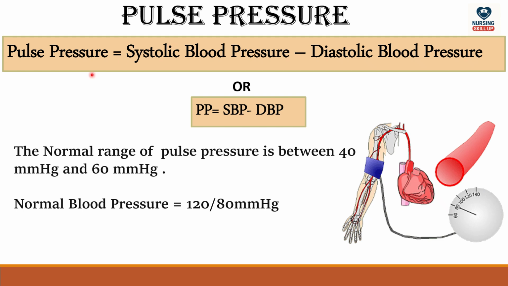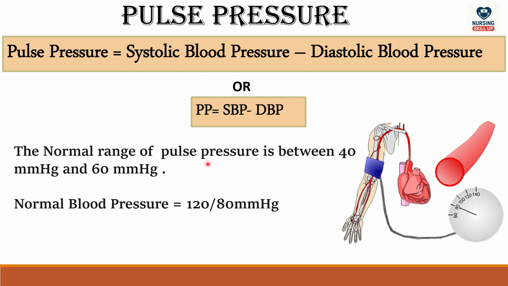Formula of pulse pressure: the pulse pressure equals systolic blood pressure minus diastolic blood pressure. Diastolic blood pressure, which is subtracted from the systolic blood pressure, is what we call pulse pressure. So pulse pressure equals SBP, that is the systolic blood pressure, minus DBP, that is the diastolic blood pressure.